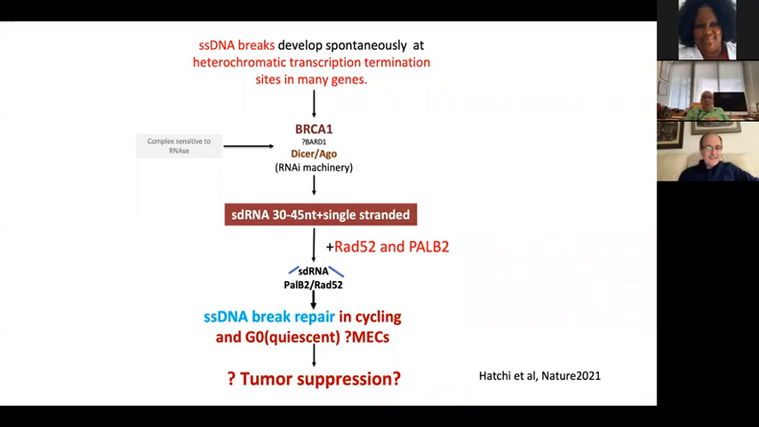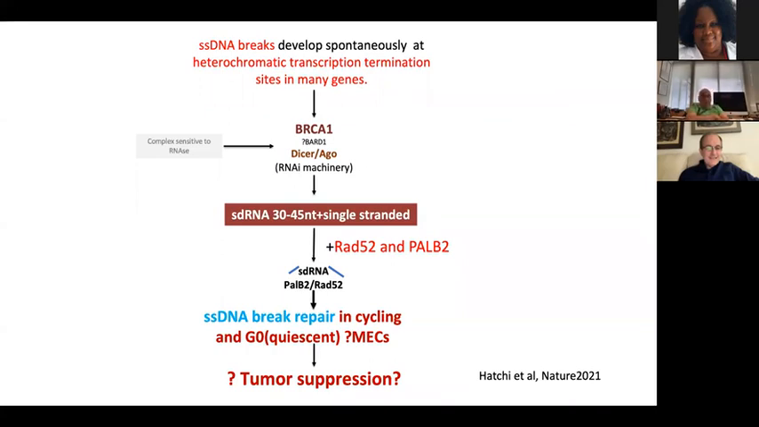In a number of mammalian genes, there spontaneously developed single-stranded DNA breaks in transcription termination sites, and possibly even in transcription pause sites, which are near one another in these heterochromatic regions. And that's a form of damage. The ultimate source of the damage is not entirely clear, but we do know that in the absence of BRCA1, it appears the damage grows.